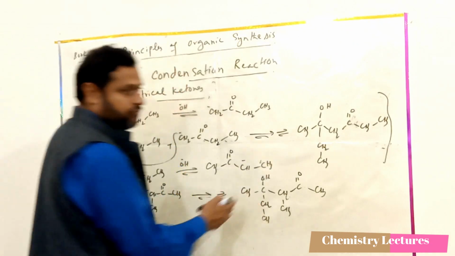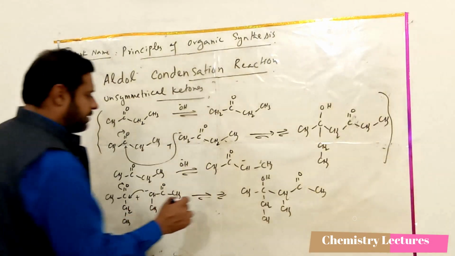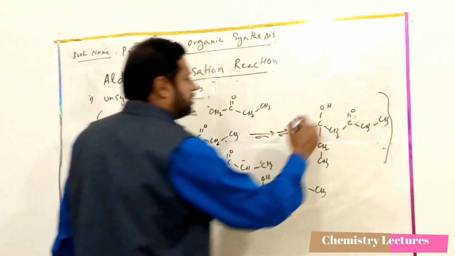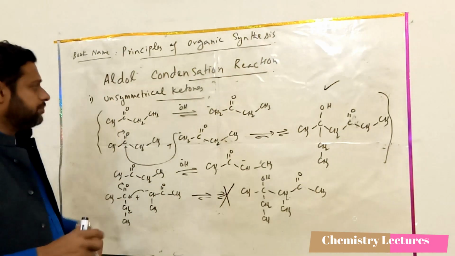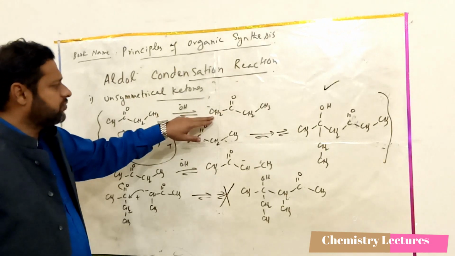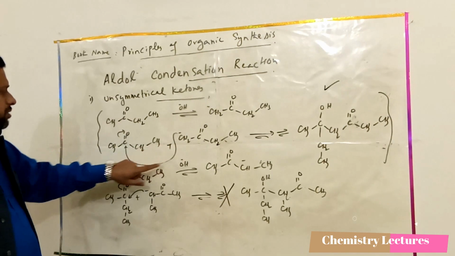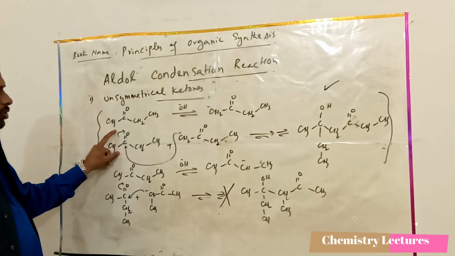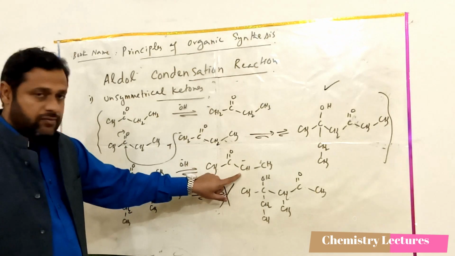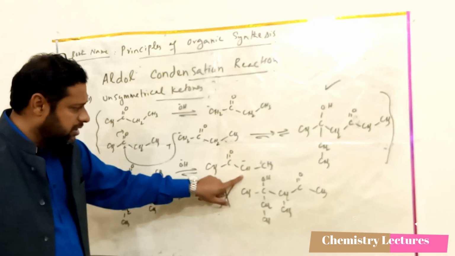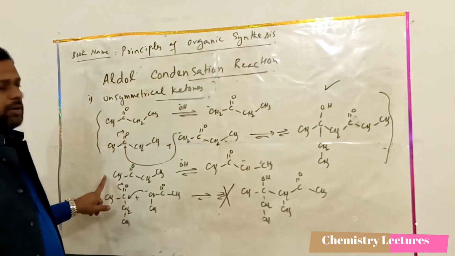These two products can be formed, but in general practice it is found that this type of product is not formed, but this type of product is favored due to steric hindrance. Why? Because this carbanion is formed on the terminal carbon, and it is very easy for the terminal carbon to attack the ketonic carbonyl group, which is already sterically hindered. However, for this carbanion, which is not on the terminal but on the center carbon, it is very difficult to attack the carbonyl group.